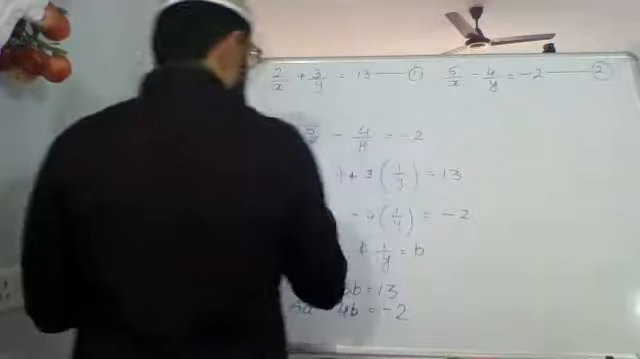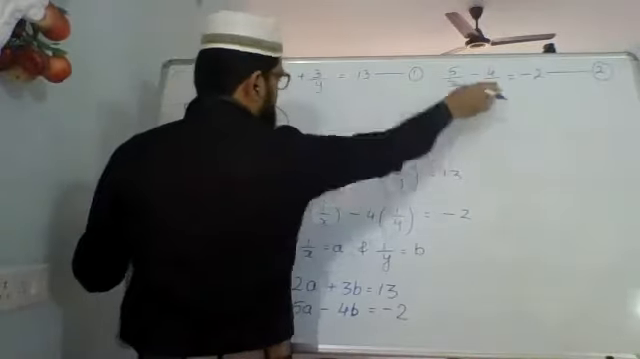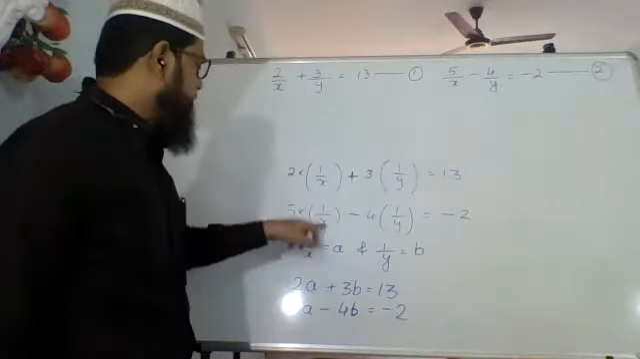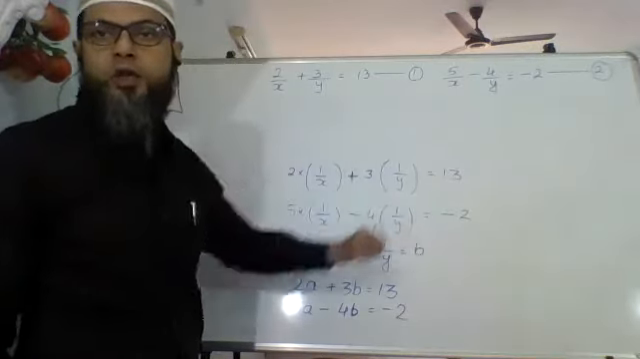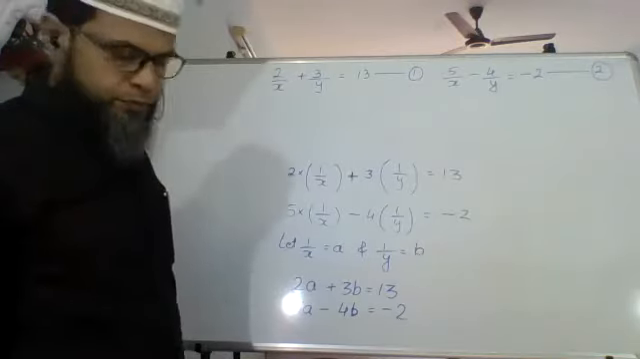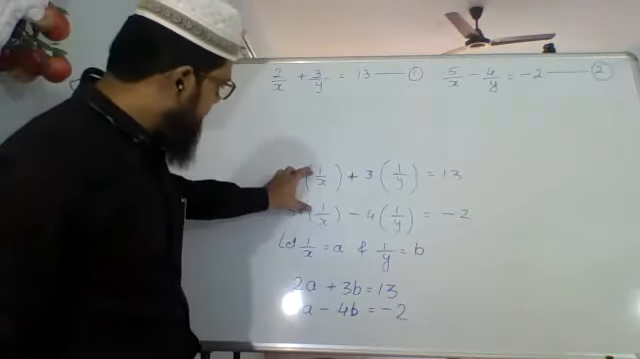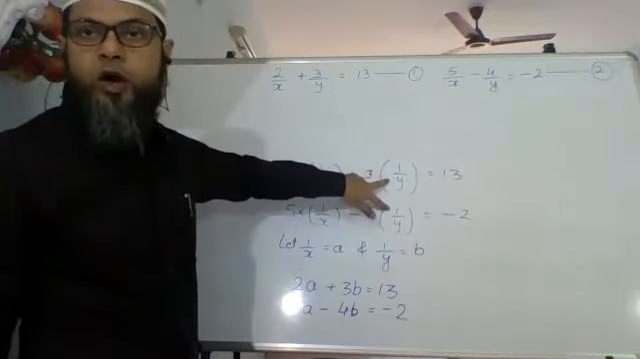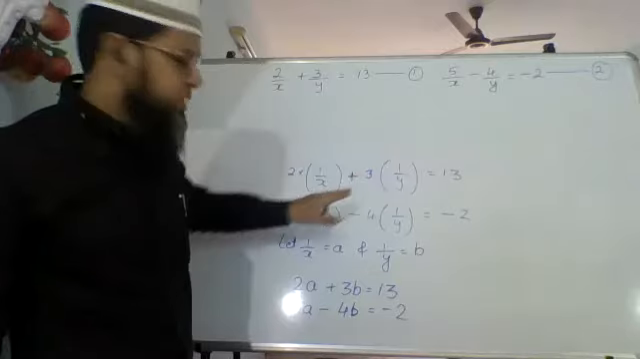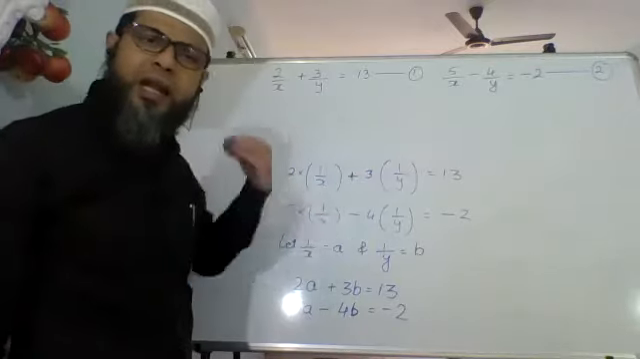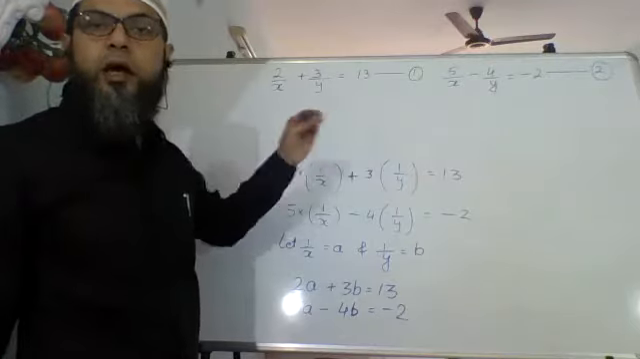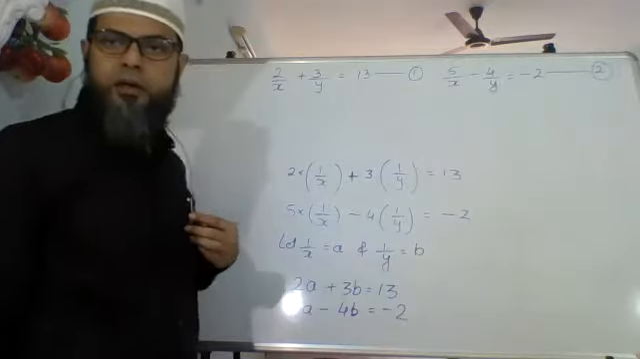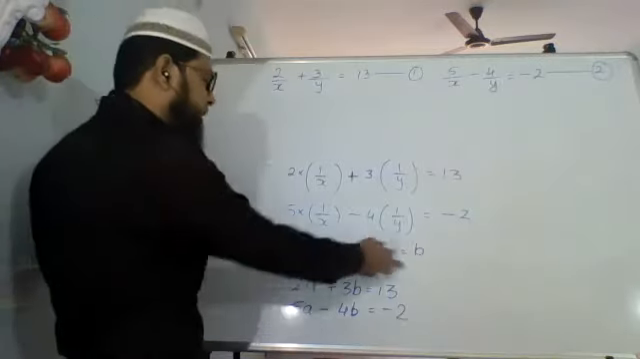But what I'm saying is, now we can write these 2 equations like this: 2 into 1 upon x plus 3 into 1 upon y equals 13 and 5 into 1 upon x minus 4 into 1 upon y equals minus 2. What has happened is, now you're seeing in both these cases 1 upon x and 1 upon y are common. Because this is common, I'm saying let 1 upon x equal a and let 1 upon y equal b. You can take p, q, l, m, whatever, that doesn't matter. I have taken a and b.